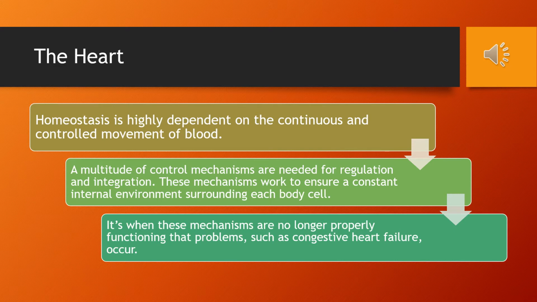So now that we know about the circulatory system, let's look at the heart itself. So first, homeostasis is highly dependent on the continuous and controlled movement of blood through the thousands of miles of capillaries that permeate every tissue and reach every cell in the body. Second, a multitude of control mechanisms are needed for regulation and integration of the diverse and complex role of the circulatory system, and these mechanisms ensure a constant internal environment surrounding each body cell regardless of differing demands for nutrients or production of waste products. Lastly, it's when these mechanisms are no longer properly functioning that problems, such as congestive heart failure, could occur.